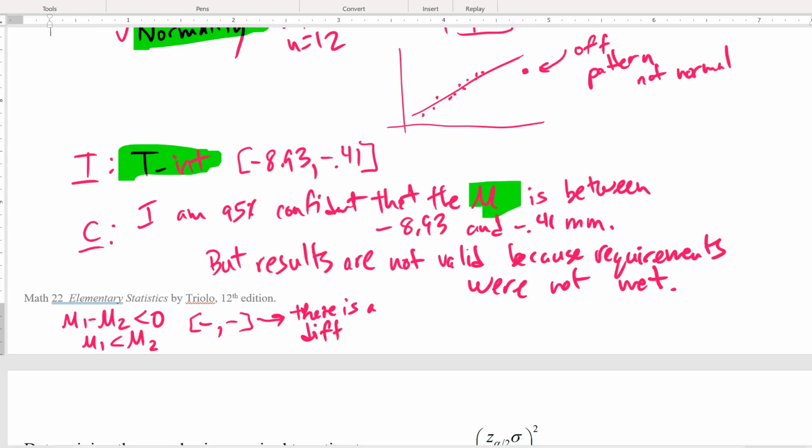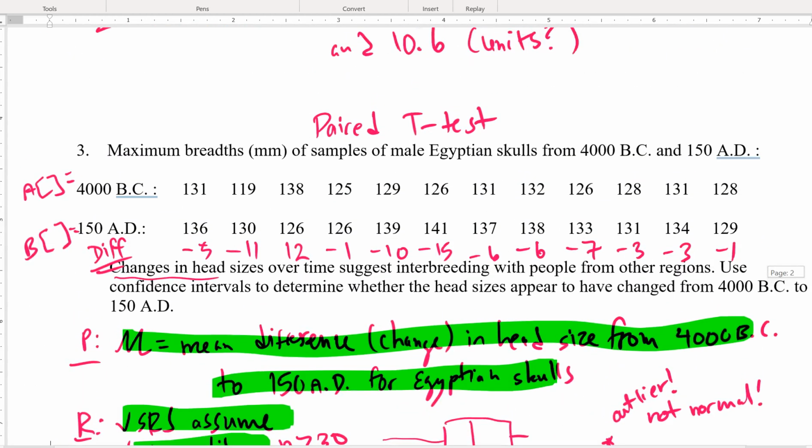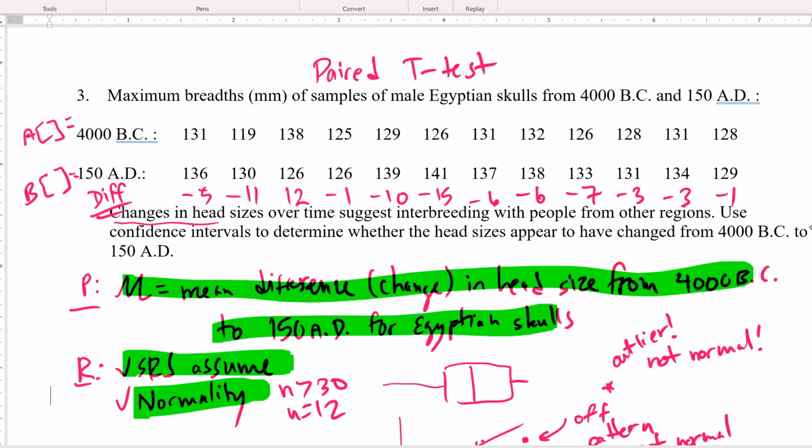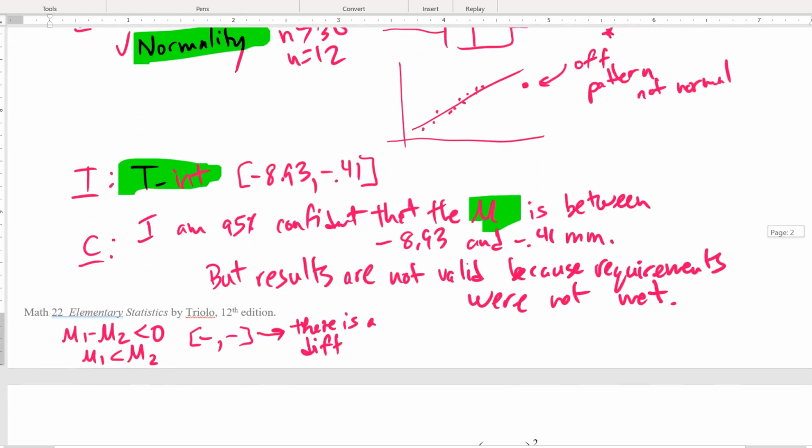Okay? So I really, in this, am saying, I think the heads back in 4000 BC were smaller. At 150 AD, they got bigger. So either they just naturally get bigger, which I believe is something that occurs, or there was an influx of another group that changed the population size. Okay.